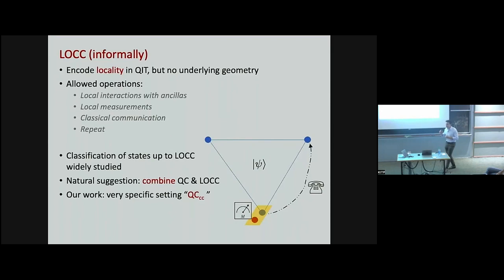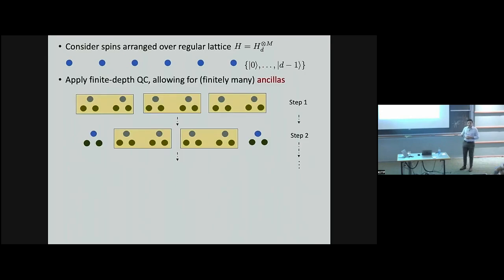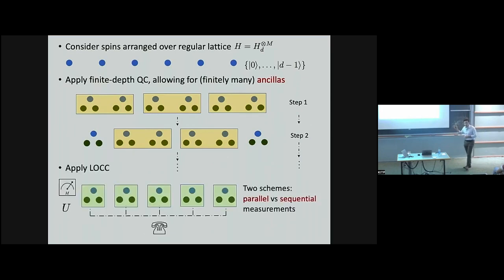Now I want to stress that there are many ways in which you can combine quantum circuits and LOCC, and depending on how you do it, you can end up with a trivial problem. So we have to be careful in how we define this class. So let me give you a graphical explanation. What we do, we start with our lattice. Again, it's very important that we have some geometry. And then what we do is we allow for finitely many ancillas per site. So here, for example, we have the physical qubits, and we attach two ancillas to each qubit. And then we perform a finite depth quantum circuit. At the end of this, we apply a LOCC scheme.